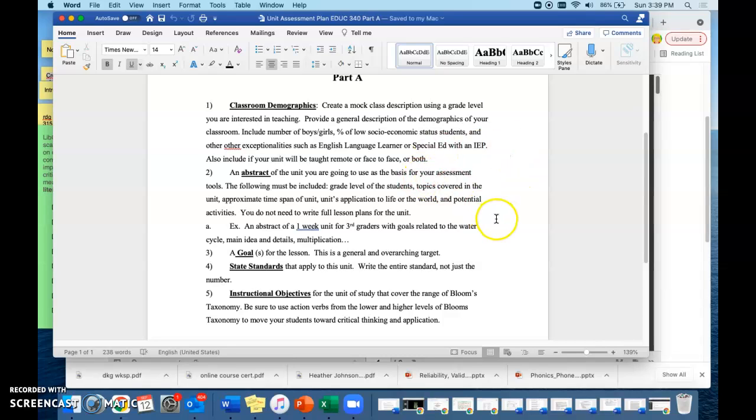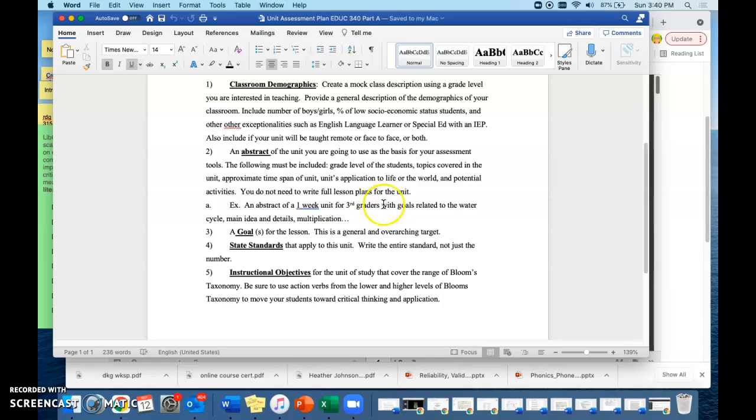Section 2, we're not writing full lesson plans, so you're just writing an abstract, a summary of the unit that you're basing your assessment tools on. If we're teaching the water cycle, I'm going to say that we're learning about the water cycle. We're going to learn the terms condensation, evaporation, and whatever words go with the water cycle. I'm going to describe that. I'm going to say this is going to take 1 week, Monday through Friday, 5 50-minute lessons. I'm going to estimate the time span of the unit.